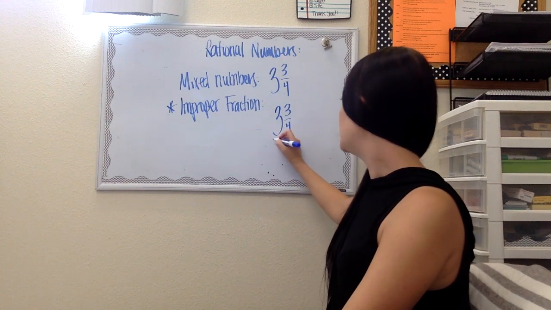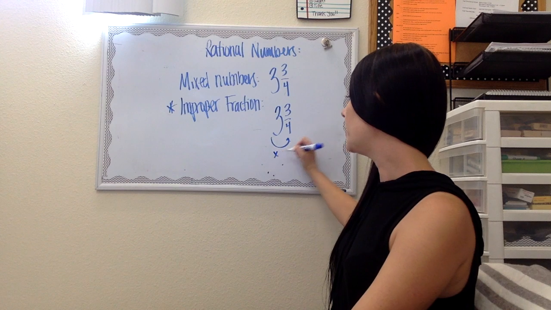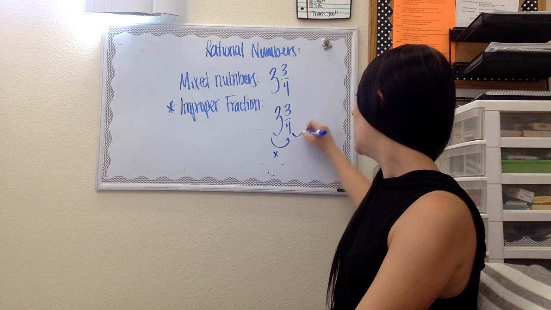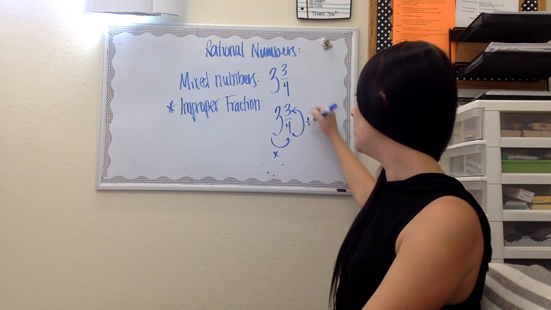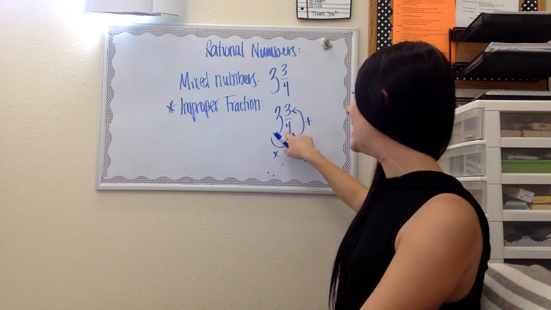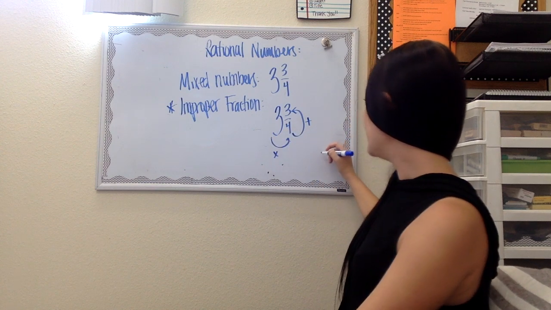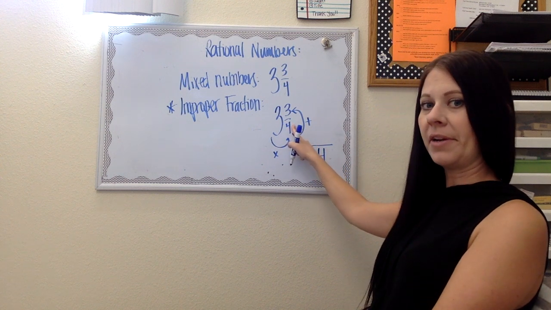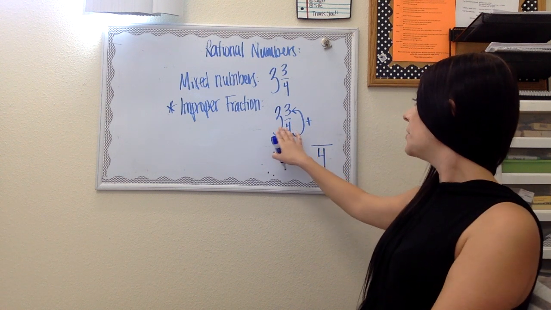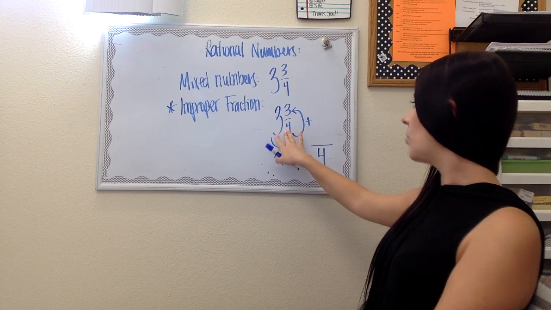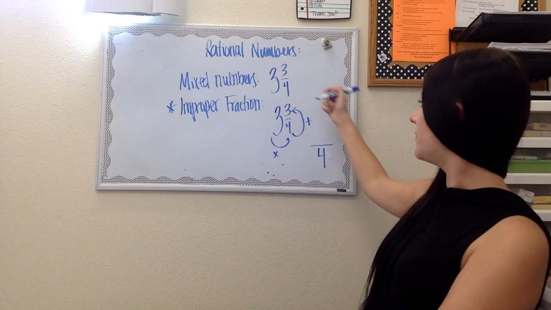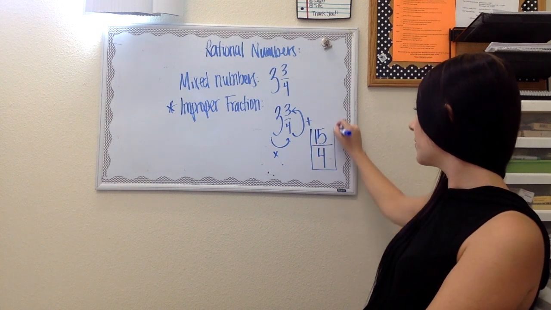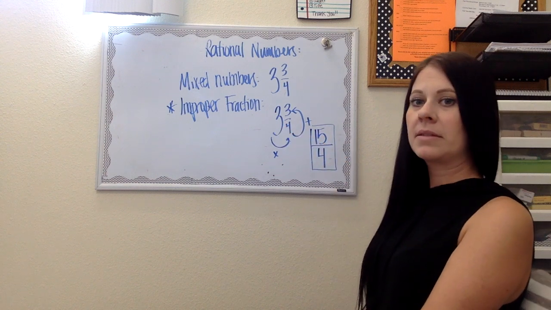So what we do is we do 3 times 4. I know I'm going to use the x, even though we don't normally use the x. We do 3 times 4, and then we add the numerator, and we keep the denominator. What I mean by that is my answer is going to have 4 as a denominator still because it had 4 as a denominator here. So 3 times 4 is 12, plus 3 is 15. And this improper fraction right here means 3 3/4.